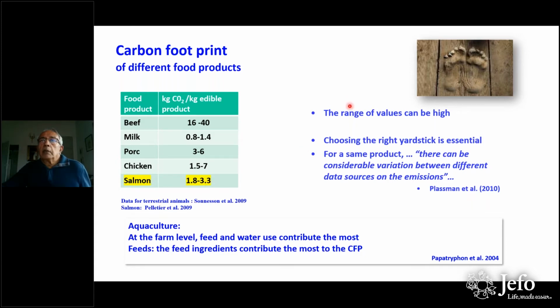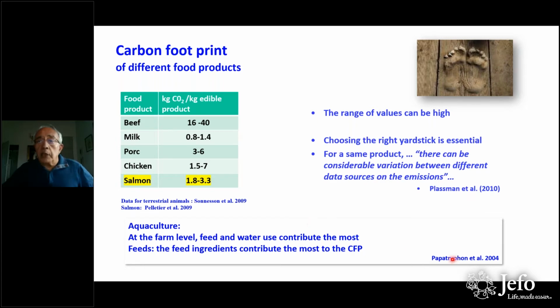But the range of values can be very high. We have to choose the right yardstick to calculate the carbon footprint. For the same product, there can be considerable variation between different data sources. And this is one thing which is important when we are trying to calculate the carbon footprint: which database you are going to rely on to develop the carbon footprint.